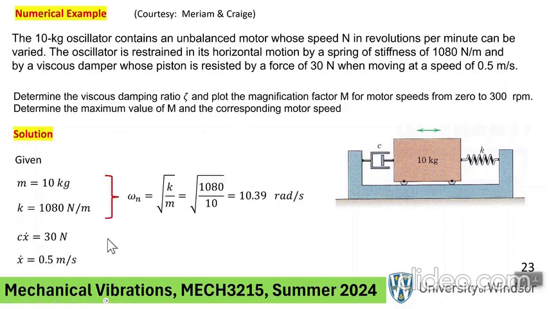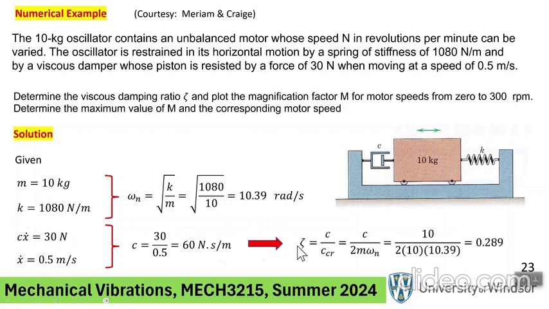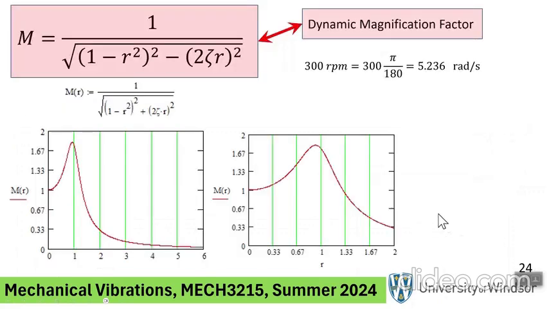Okay, that's easy. First of all, this will give you the natural frequency, and by saying that force 30 is equal to C times x dot, you can get the value of C, and the value of C is 60. And damping ratio is C over C critical. You put the stuff in here and you get your zeta. Now let's go to the other page.